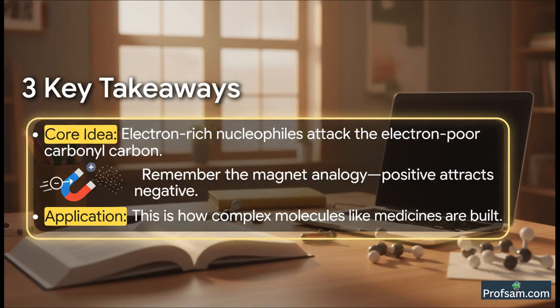Okay, so let's summarize everything we've learned into 3 key takeaways. If you remember these 3 points, this whole topic will be very, very clear for you. First, the core idea. Electron-rich nucleophiles attack the electron-poor carbonyl carbon. Second, the mental image. Just remember the magnet analogy, positive attracts negative. And third, the application. Think of the Grignard reaction and how it helps build important molecules for medicines.